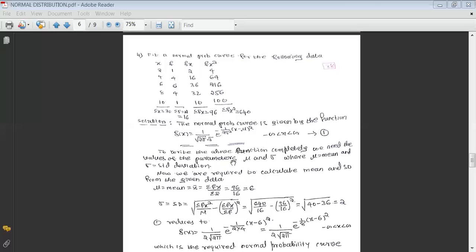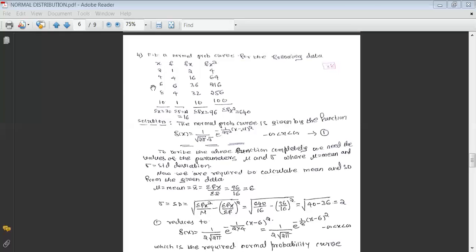In order to write the probability function completely, we must know its parameters. As we know, for normal distribution, the parameters are mu and sigma, where mu is the mean and sigma is the standard deviation. That's why using the given data, we have to compute those two quantities, one is mean and one is standard deviation. And this is a discrete frequency distribution.